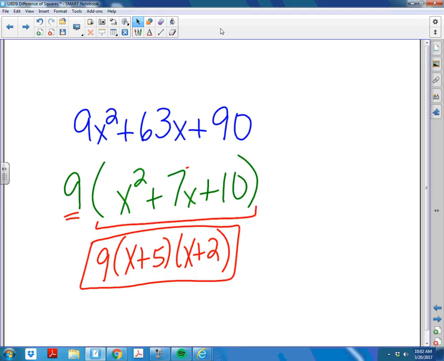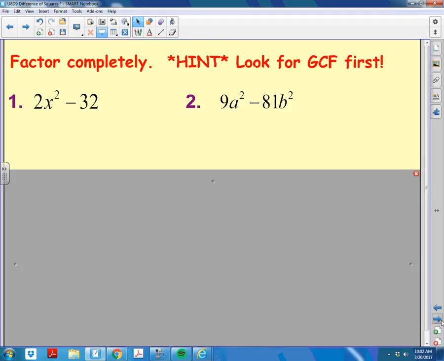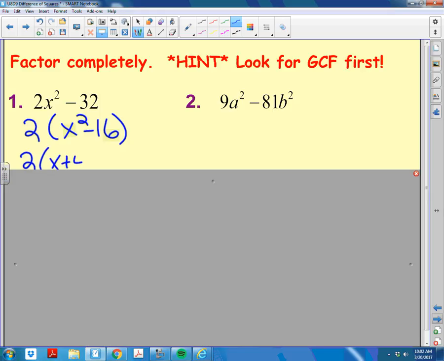The GCF makes it easier because it makes the numbers smaller, right? So let's try this. 2x squared minus 32. Is there a GCF? A number that goes into both. What is it? 2. So if we take 2 out, what is it left with? Ooh, x squared minus 16. What did we learn about x squared minus 16? They're both perfect squares, and it's subtraction. It's the difference of squares. So 2x plus 4, x minus 4, and you are done. Much easier.